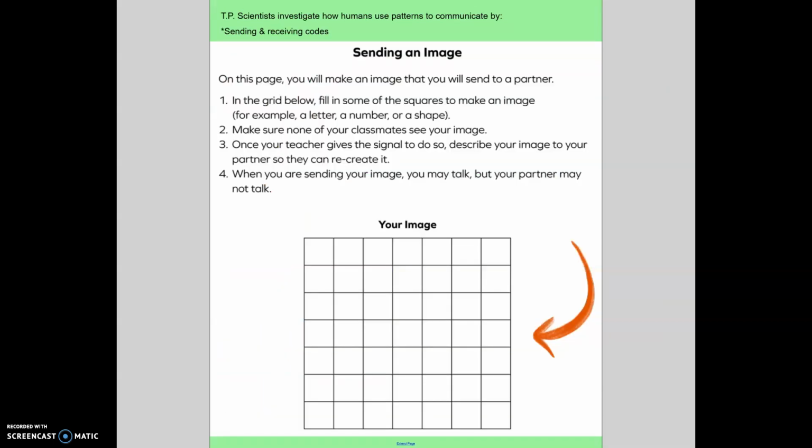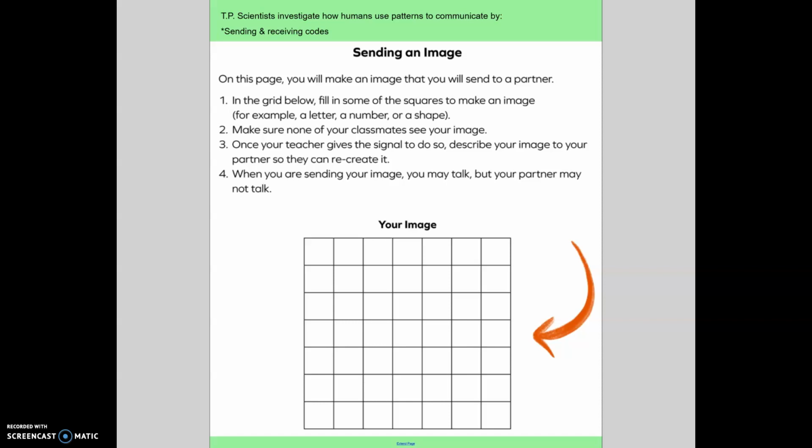So the first part is I need to come up with an image in this grid here. So I'm going to draw something by filling in the boxes. So maybe I could make a letter, a number, or a shape. Now, I can't show it to anybody. I'm going to describe my image to my husband, and then he's going to have a blank copy over here. This is a separate slide. And he's going to try to fill it in based on my descriptions. But he can't ask any questions, and he can't look at mine. So we're going to have to try really hard to describe it correctly.